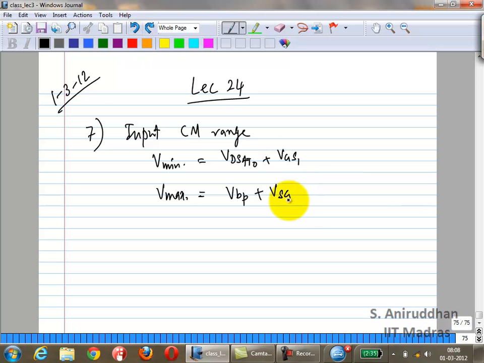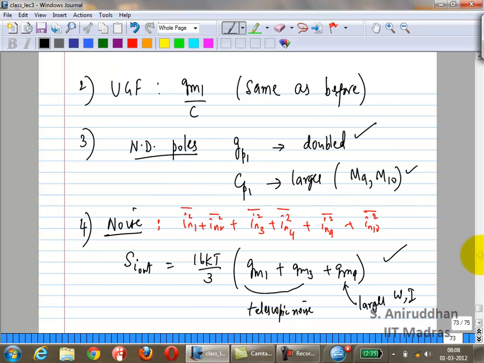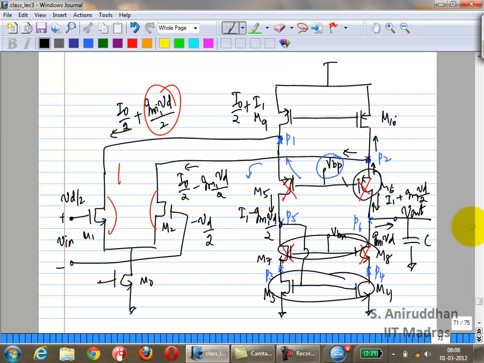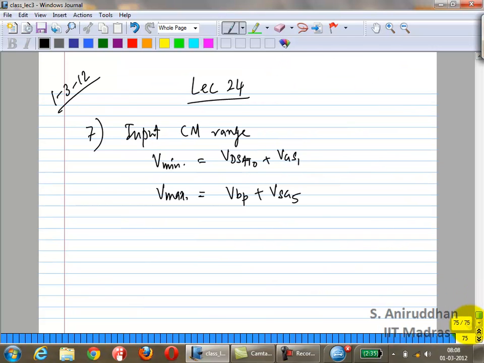VSG5. Okay. What else? Minus VSG5 plus VT plus VT1. Okay, this is the Vmax, that is the maximum common mode at the input. And one interesting thing is that this can actually be larger than VDD. Okay, because you have VT plus VBP plus VSG5, this can actually be larger than VDD.